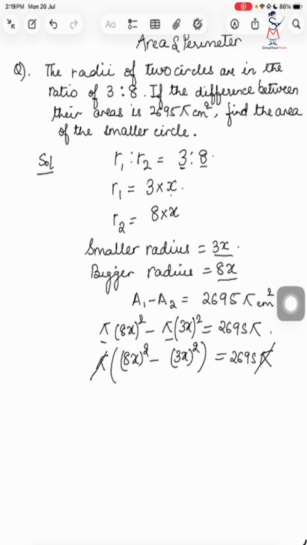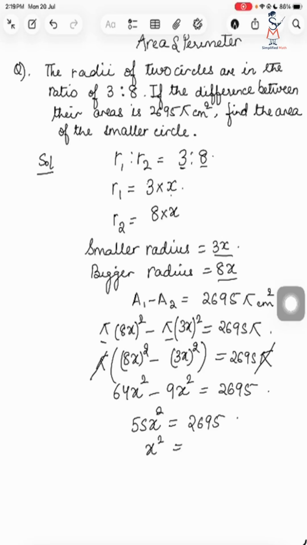So 8x square is 64x square, minus 9x square is 2695. Right? 64 minus 9 becomes 55. So 55x square is 2695. So x square is 2695 divided by 55.